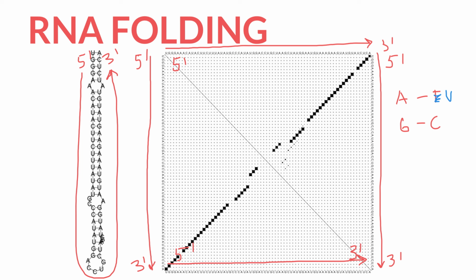represents a stem. So for example, here is going to be one stem, 1, 2, 3, 4, 5, and it corresponds with this stem here. Another one is going to be, let's count, 1, 2, 3, 4, 5, 6, 7, 8, 9, 10, 11, 12, 13, 14, 15, 16. And this stretch corresponds with this stem here. Another stem is going to correspond with this fragment. And the last one corresponds with this small stem here.